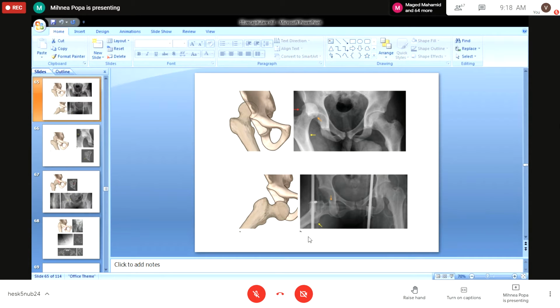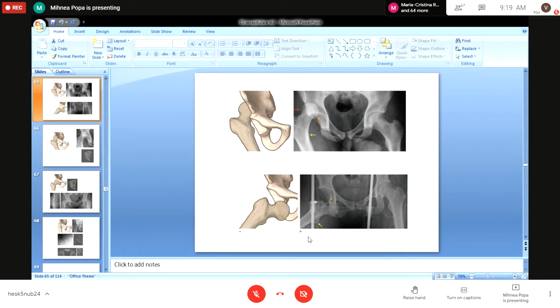For all these luxations, they are emergencies, orthopedic emergencies. We have to reduce this luxation as soon as possible through orthopedic means if we can, or surgical ones if the orthopedic means didn't have success.